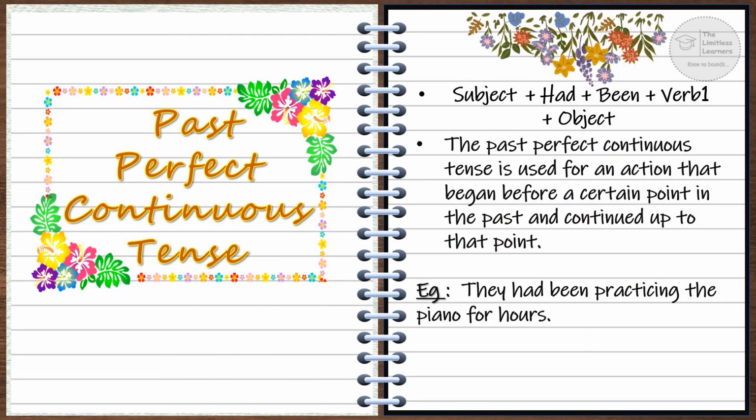3. Past perfect continuous tense. Subject plus had plus been plus verb first form plus object. The past perfect continuous tense is used for an action that began before a certain point in the past and continued up to that point. Example: they had been practicing the piano for hours.